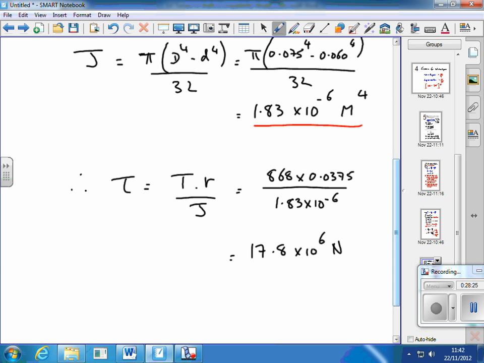And newtons, tau, it's a force, so it'll be newtons. Torque. No, it's not a force. It's not a torque, is it? It's a stress. So yeah, newtons per square metre. So that's what I get the stress to be, about 17.8 times 10 to the 6 newtons per square metre.